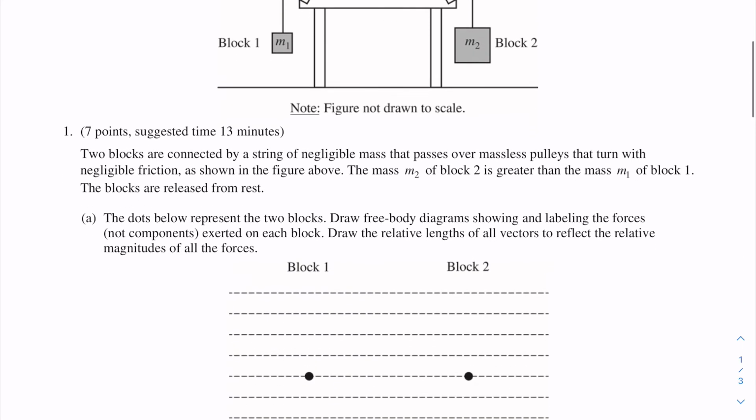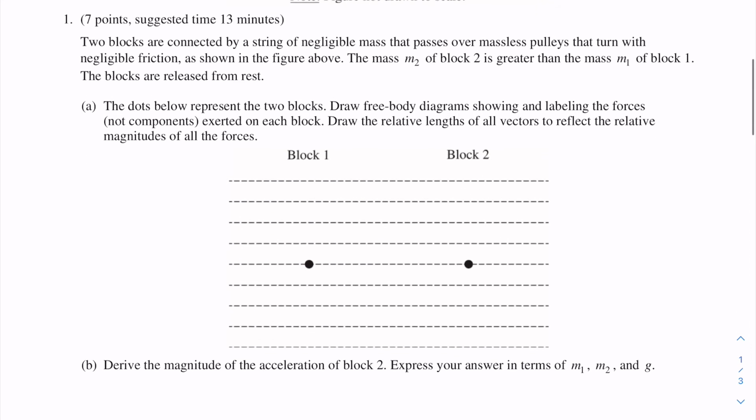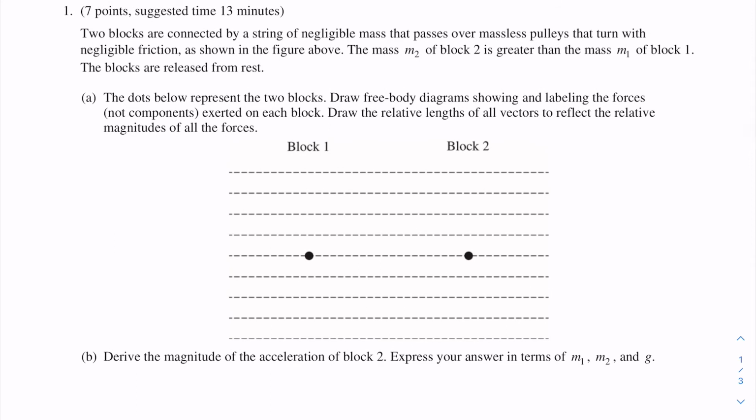And for question 1, we're asked to draw the free body diagrams for each of these two blocks. So for block 1, we'll expect that there's some gravitational force equal to m1g and a tension force, just T. And the tension force should be greater than the gravitational force for block 1. Similarly, for block 2, there will be a tension force. However, this time, the gravitational force for block 2 will be much greater than the tension force.